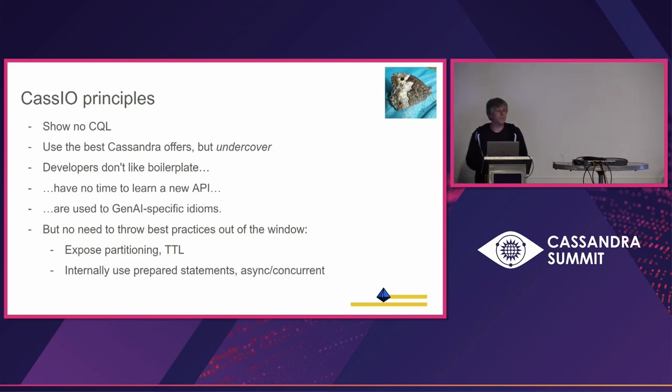Indeed, the principles are just to show no SQL unless it's necessary and use the best practices in Cassandra, but trying to avoid showing them to the user unless it's necessary again. Because GenAI people don't have time to, they don't like boilerplate, like many. They don't have time to learn a new language like SQL, if they can avoid that. And they might like to see their GenAI language being used in the API. But still, we don't want to compromise the best features of Cassandra for that. So we still expose partitioning, we expose TTL, we use prepared statements and whatnot.